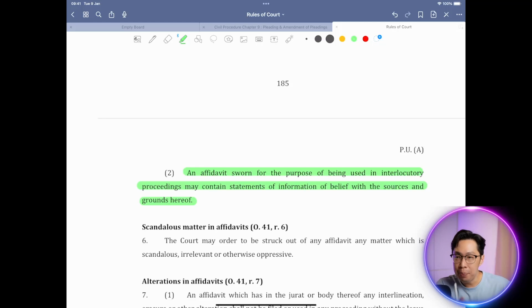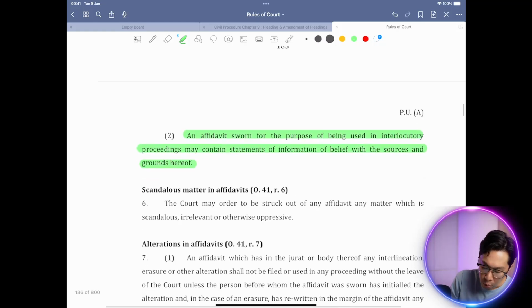However, if you are applying for something that is not interlocutory, for something as a final judgment, let's say you are using a notice of application plus affidavit, that affidavit cannot have hearsay evidence in there. Understand it from the statute. The statute says if it's used for interlocutory, you can have hearsay, but you must state the source. So if you are applying for a final judgment, your affidavit cannot have hearsay evidence in there. What about scandalous?